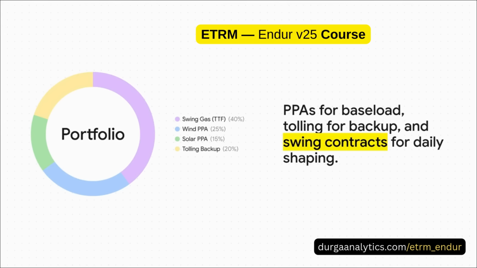This portfolio is a perfect illustration of that strategy. You've got a European utility using each contract for its specific strength. The renewable PPAs, that's their green, baseload energy. The tolling agreement, that's their dispatchable, on-demand power for when the wind isn't blowing or the sun isn't shining. And the swing gas contracts, that's the fine-tuning tool, used for daily and even intraday shaping to optimize the portfolio's final position. It's beautiful, really.